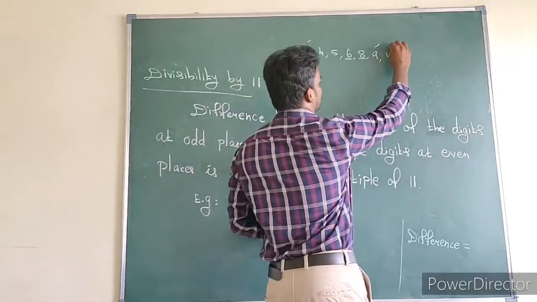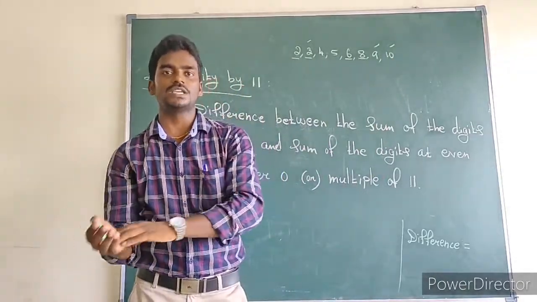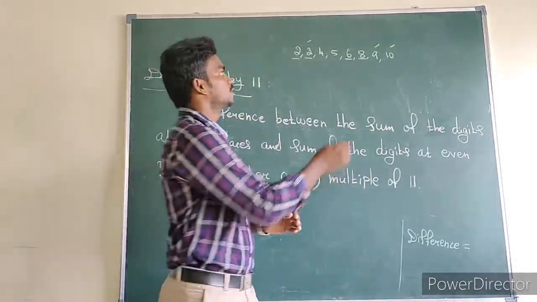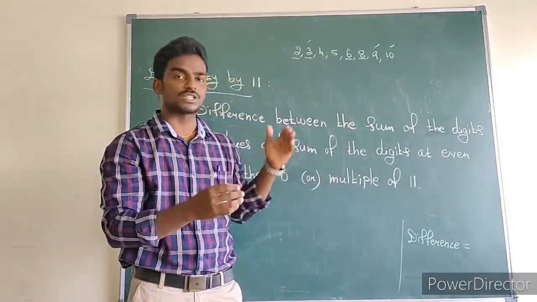And what is the condition for 10? We know clearly, if the last digit ends with 0, the number is divisible by 10. The 9th and 10th conditions are given in your textbook. You will copy those notes also.